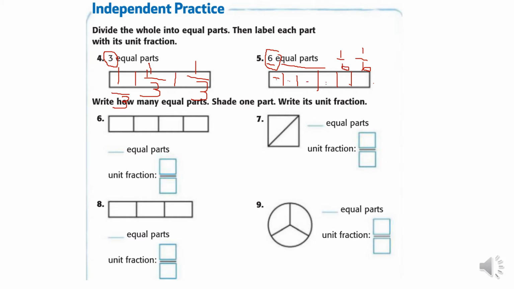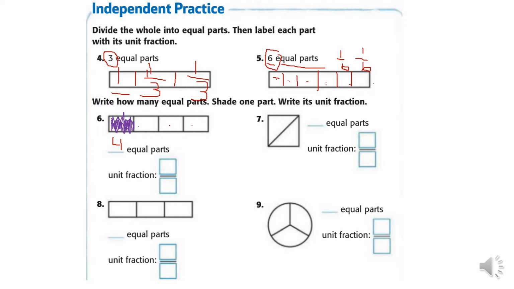Yes? So let me erase this one over here. Okay, so write how many equal parts. Shade one part and then write its unit fraction. Let's see, how many equal parts does the whole have in exercise number 6? Let's see, 1, 2, 3, 4. It has 4 equal parts. Let's shade one part. I'm gonna shade it with color purple. One part, just one part. This one is just one part of the whole.